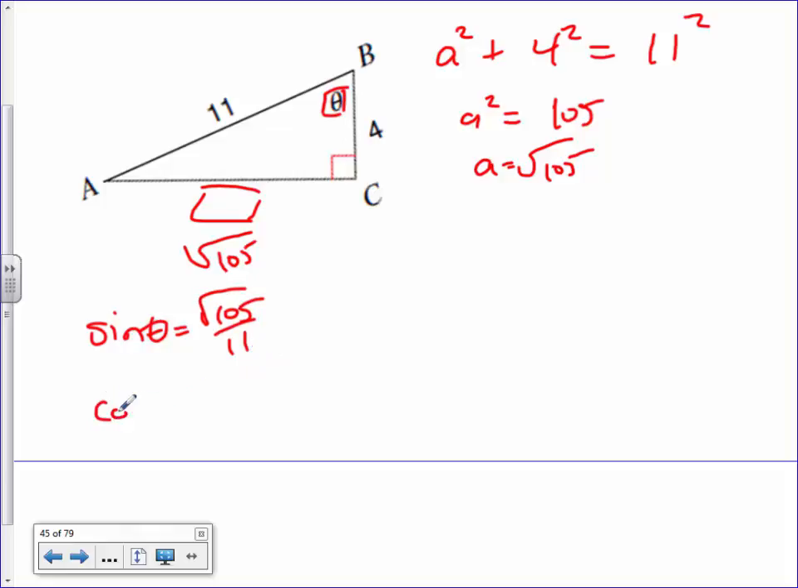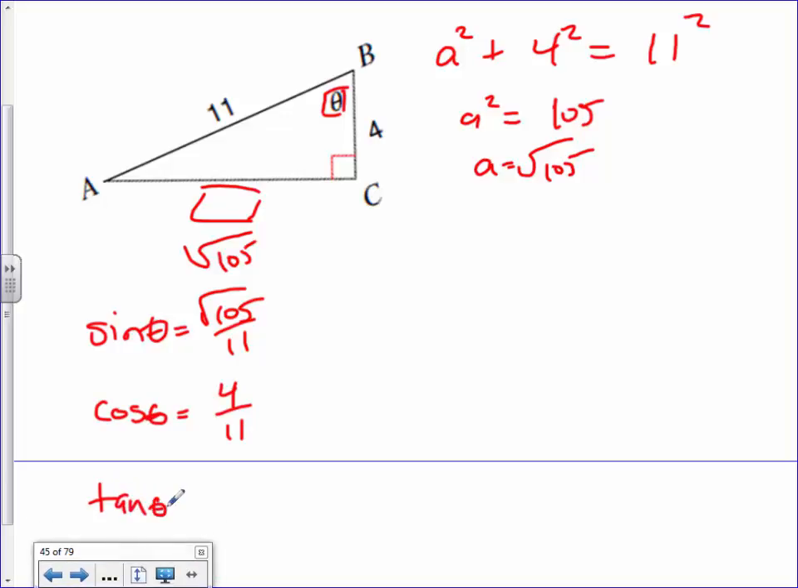What would cosine be? Adjacent over hypotenuse. Tan would be opposite over adjacent. No, that's not adjacent, that's hypotenuse. Opposite over adjacent. Does that make sense?